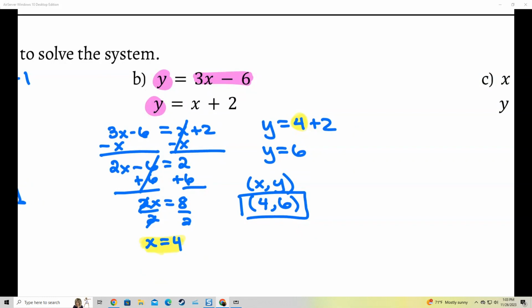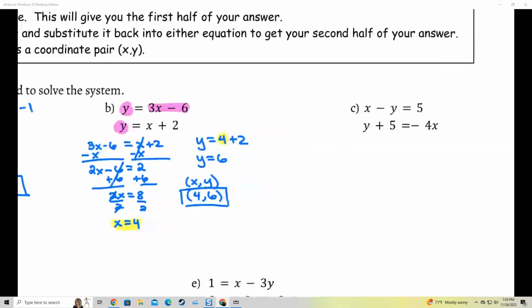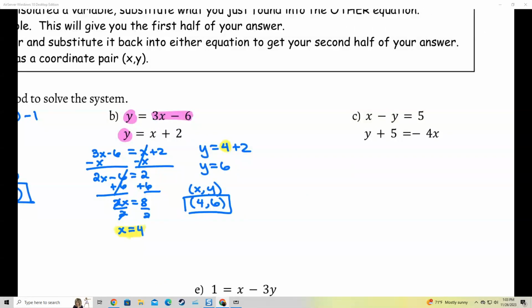All right, hopefully that made sense and I can go a little bit quicker. Let's see, on this one, oh, maybe not so quick just because this one looks a little bit tougher. Let me go ahead and see. I got x minus y is equal to 5. Y plus 5 is equal to negative 4x.